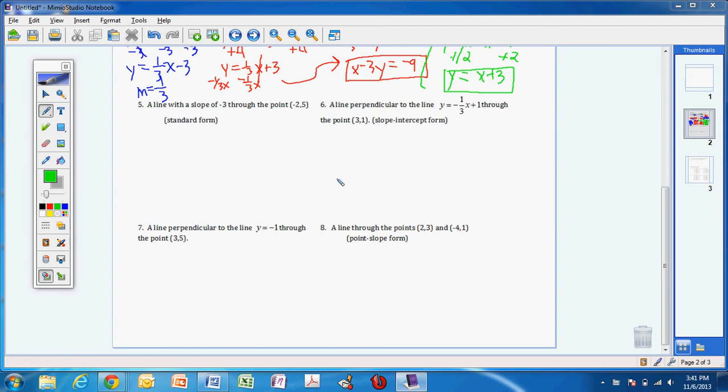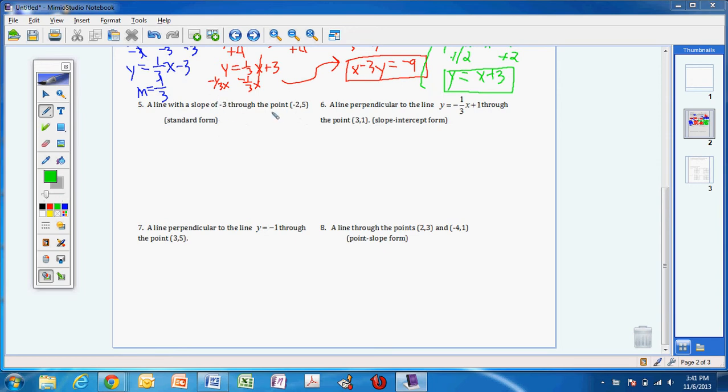So continuing on with review worksheet 8, we're on question 5. So now we want to write the equation of a line with the slope of -3 through the point -2,5. So in this case, they give me a slope and a point. I don't need to do any sort of work here. It tells me my slope and it tells me my point.